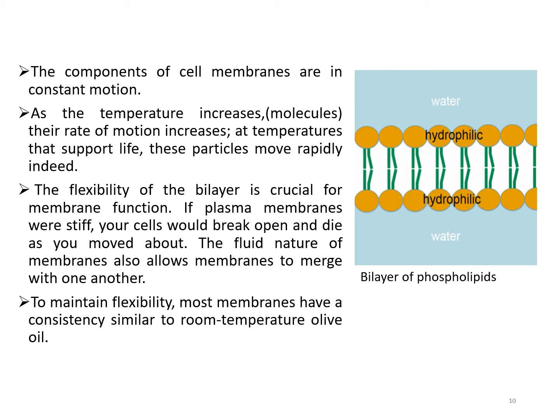The flexibility of the bilayer is very important for membrane function. If the plasma membrane were stiff, your cell would break open and die as you moved about. The fluid nature of the membrane also allows membranes to merge with one another. To maintain flexibility, most membranes have a consistency similar to, at room temperature, for example, olive oil. But olive oil becomes a solid if you refrigerate it.